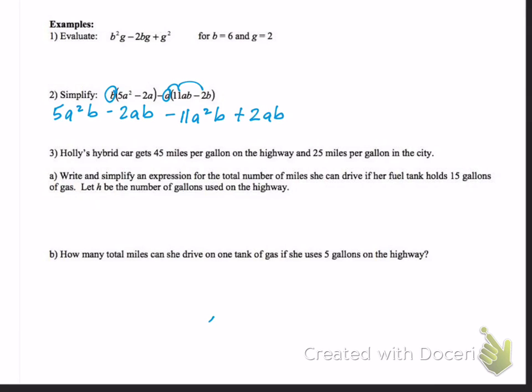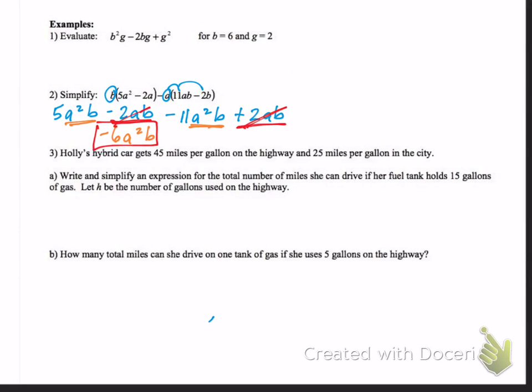From there, I combine like terms. I can only combine things that are a squared b with a squared b. I can't combine the a squared b with the ab. They have to have the exact same exponents. So 5 minus 11 gives me negative 6a squared b. Then I can combine the negative 2ab with the positive 2ab, and they end up canceling. So my final answer is negative 6a squared b.